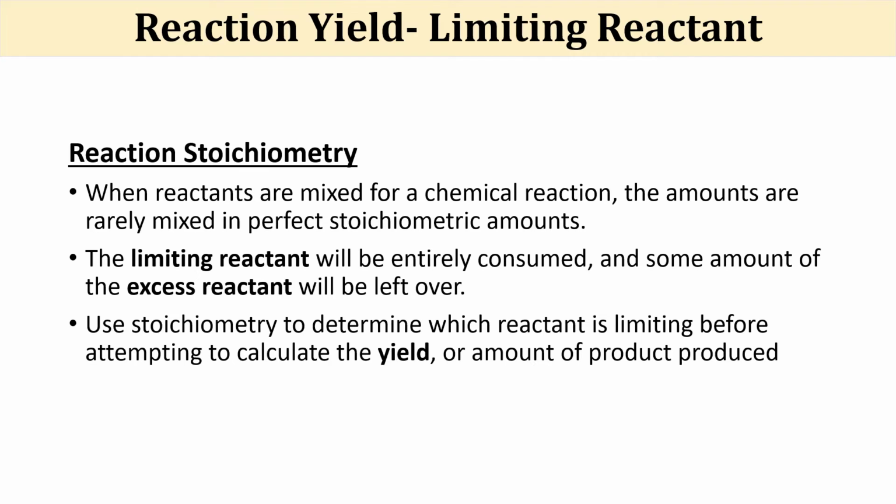Reaction stoichiometry. When reactants are mixed for a chemical reaction, the amounts are rarely mixed in perfect stoichiometric amounts. The limiting reactant will be entirely consumed in a reaction and some amount of excess reactant will be left over. So the reactant or reagent which is entirely consumed is called limiting reactant or reagent, and the leftover is called excess reactant. We use stoichiometry to determine which reactant is limiting before attempting to calculate the yield. We can calculate theoretical yield and percentage yield or amount of product produced.